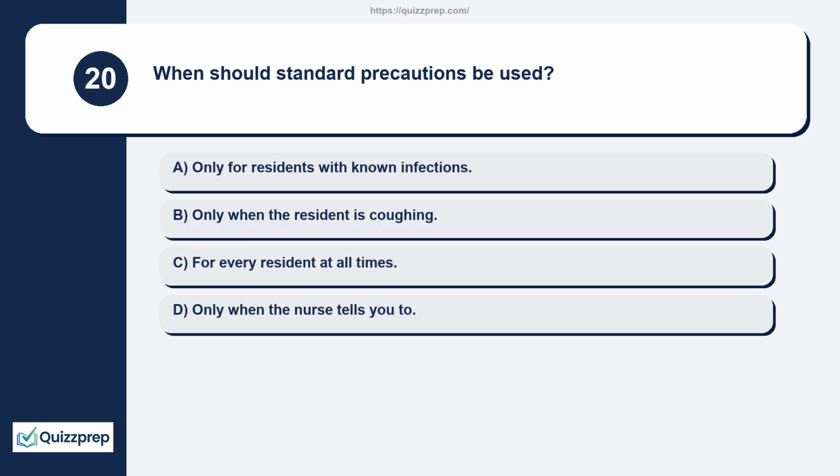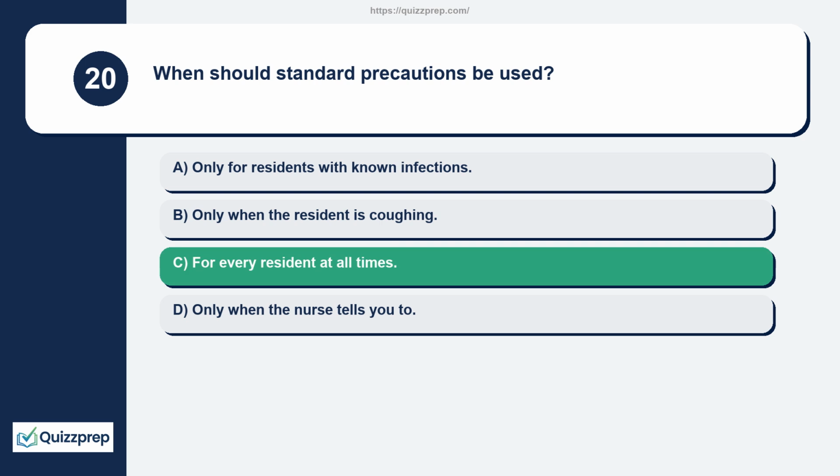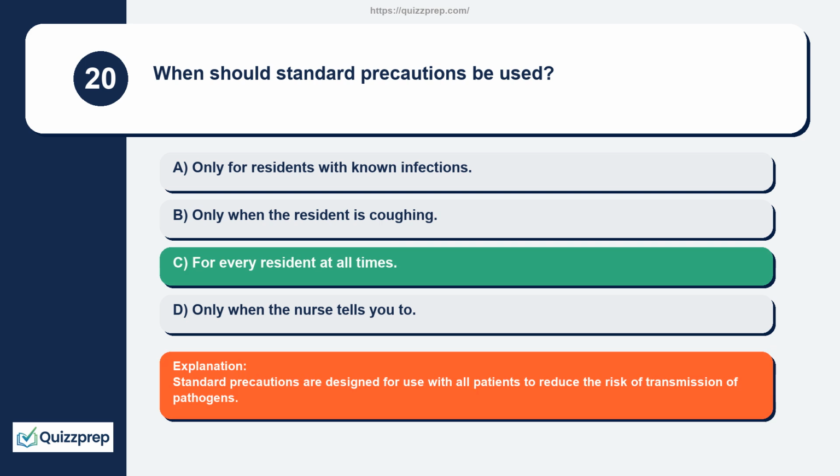Question 20. When should standard precautions be used? Only for residents with known infections. Only when the resident is coughing. For every resident at all times. Only when the nurse tells you to. Standard precautions are designed for use with all patients to reduce the risk of transmission of pathogens.